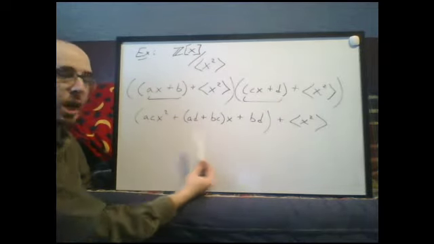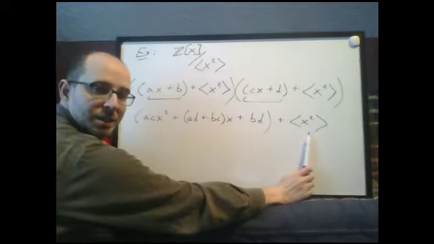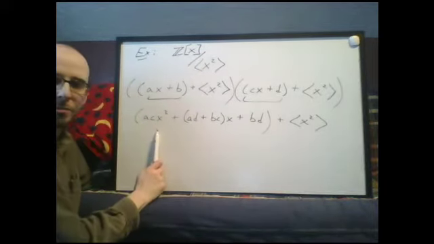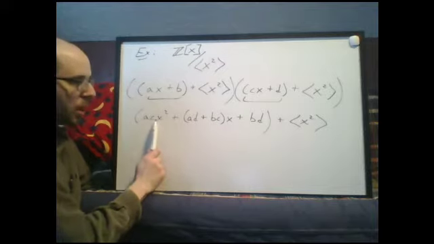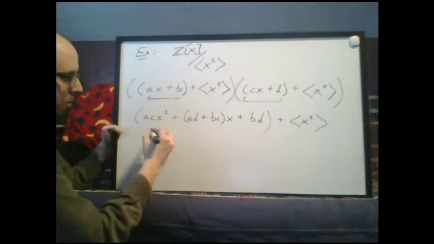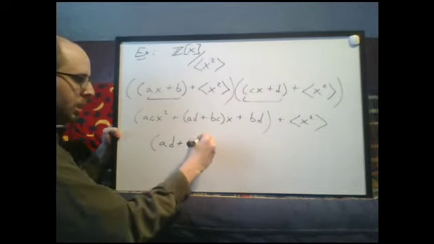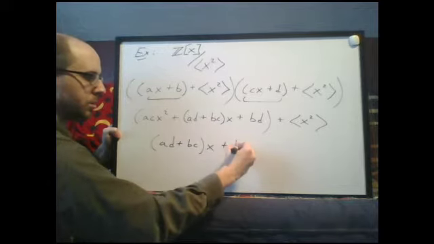All right, so I'd get that, but how does this simplify? Well, once we get an x squared, that term doesn't matter anymore. The x squared term can be sucked up into the ideal, so I don't need that. My product simplifies to be (ad plus bc)x plus bd.